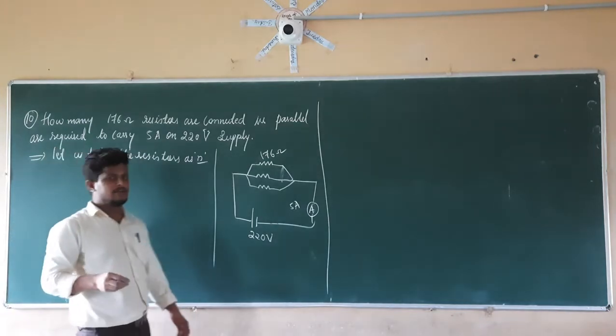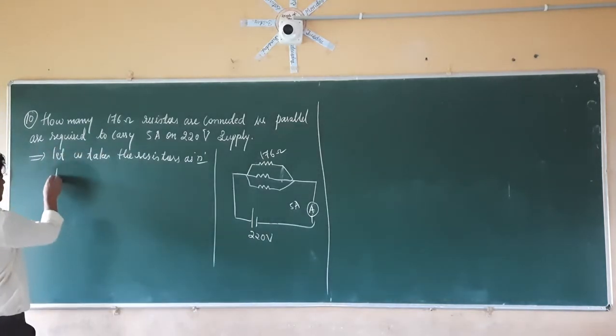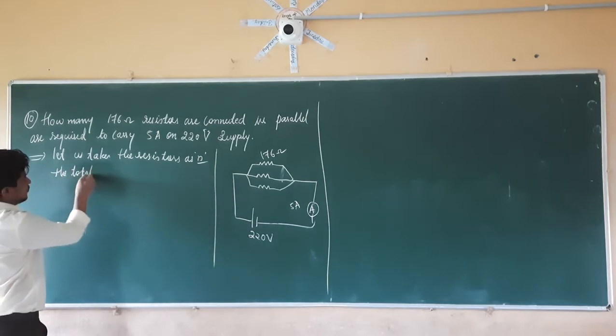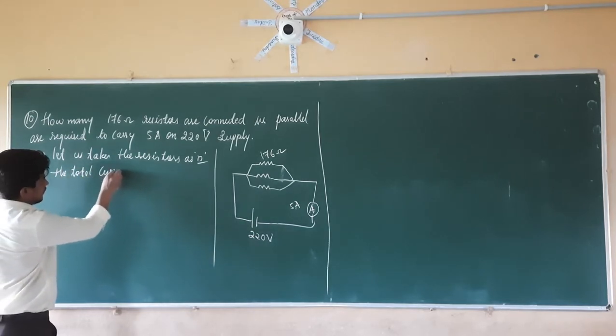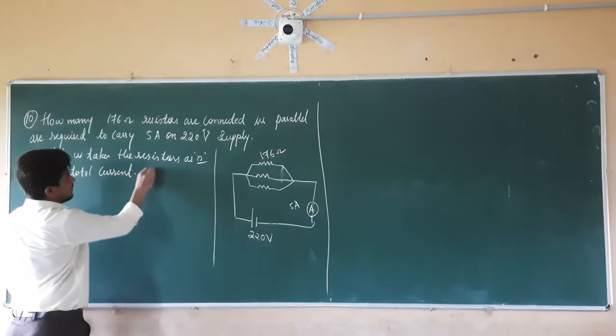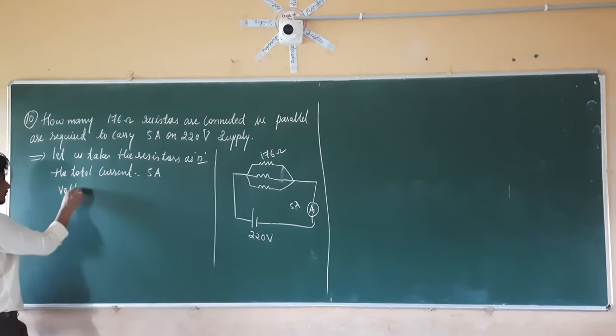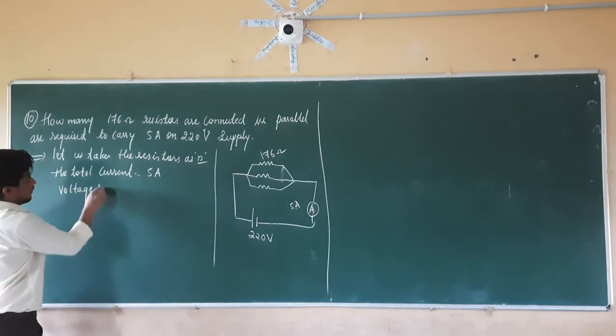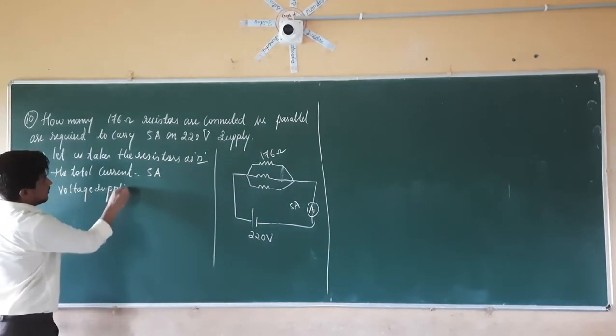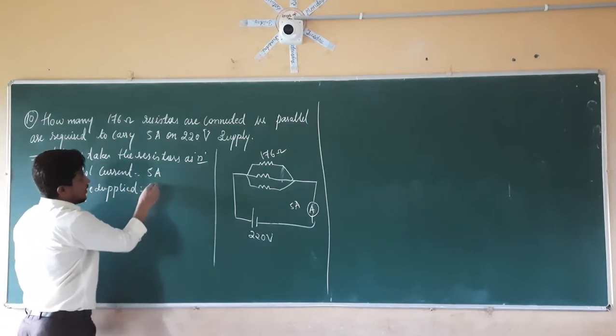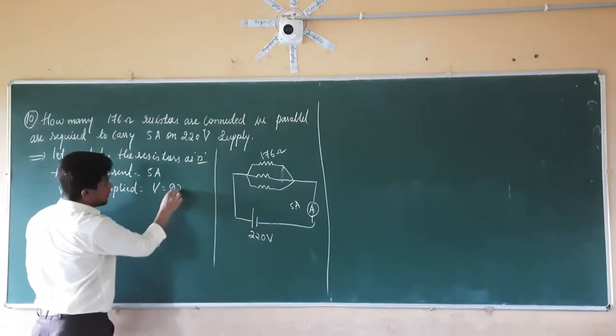Now next, what is given here? The total current flowing through the circuit is given as 5 amperes, and the voltage supplied is V equal to 220 volts.